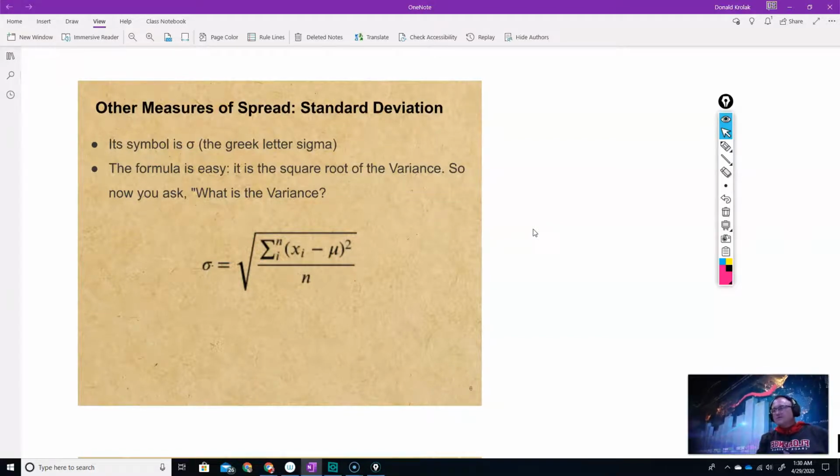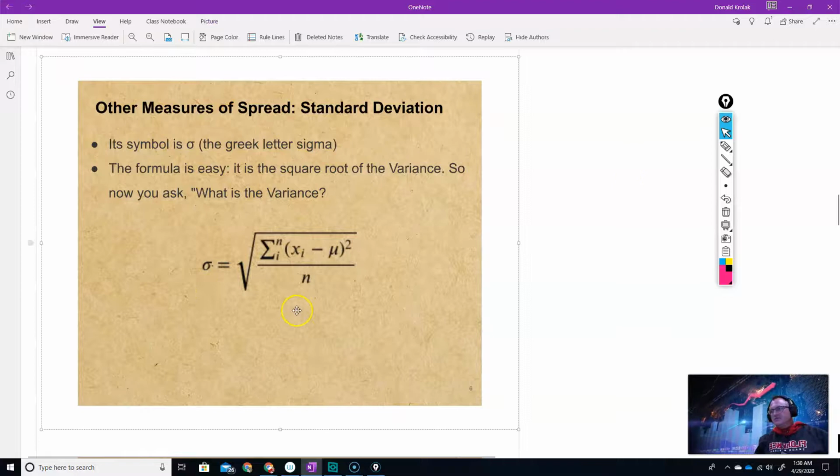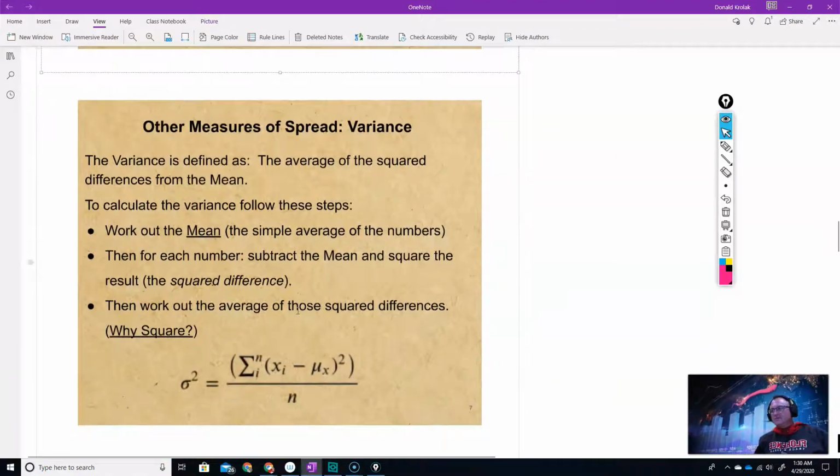So what's going on here is you're taking each data value and subtracting the mean. Then you're squaring that, adding all those up, and dividing by the number of data points that you had. These were the steps that we did to get the variance. It's the average of the squared differences from the mean.